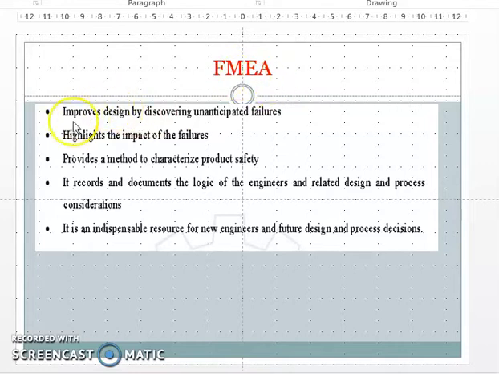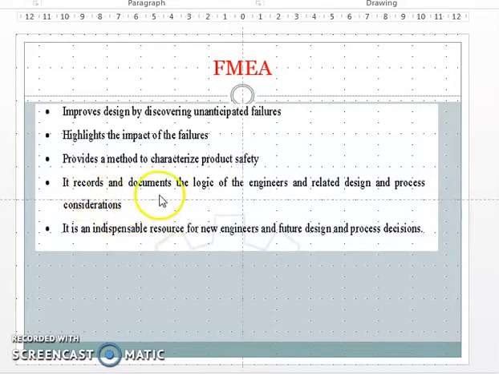Just see what it is. It is used to improve the design by discovering unanticipated failures. After that, it highlights the impact of the failures. During this study, you should understand how this failure will impact. That we are going to study in FMEA. It provides a method to characterize product safety. Okay, means the process or the product, by using this technique, it will be more safe.